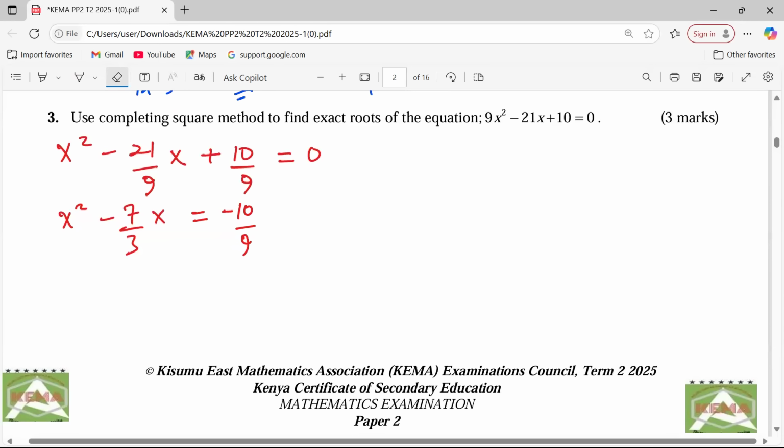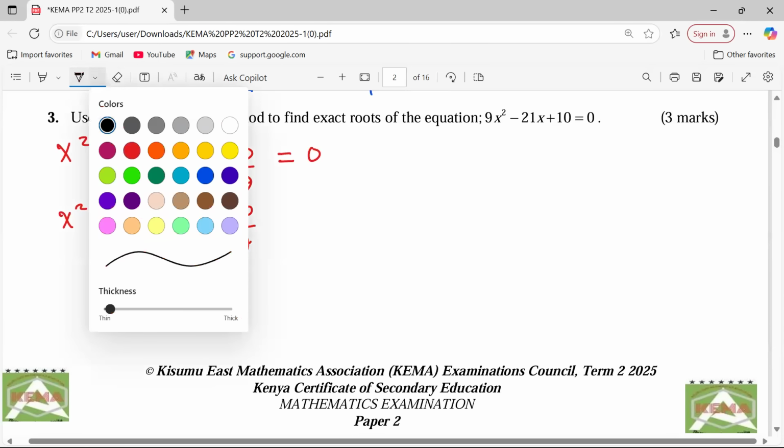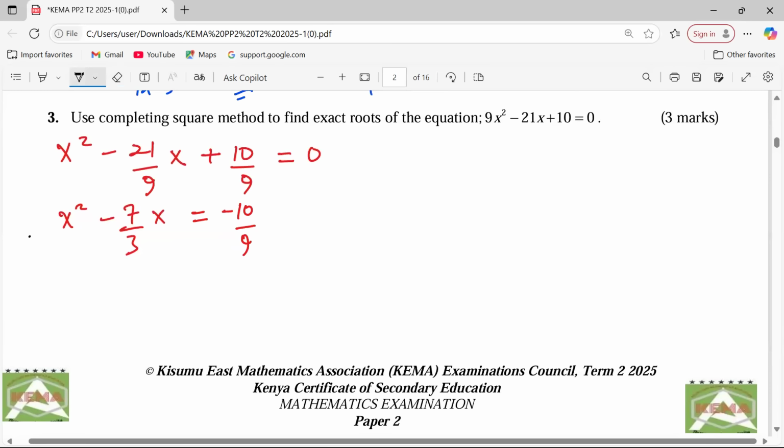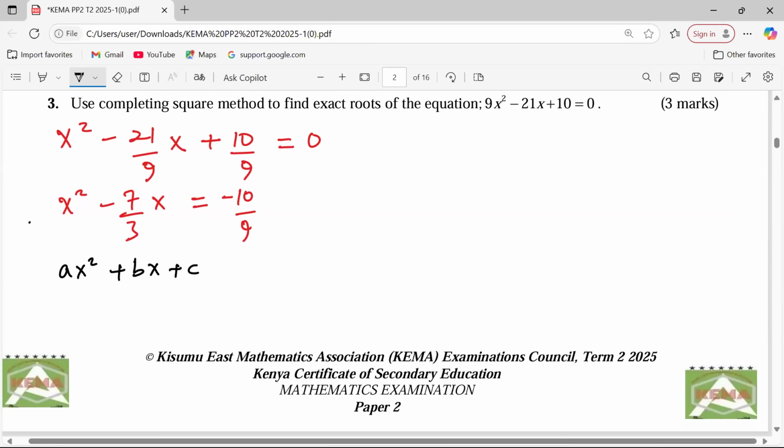Assuming that an expression is a perfect square, I want to write the general formula for you. Assume ax squared plus bx plus c is a quadratic expression which is a perfect square. Then it means that when we take the value of b squared, we should be in a position to get 4 multiplied by ac.